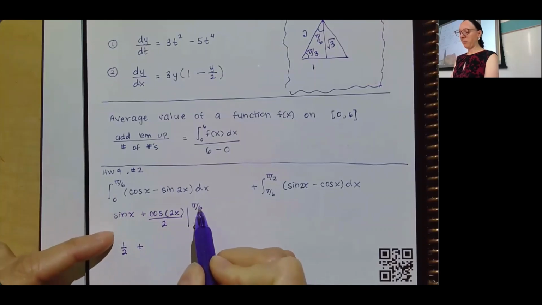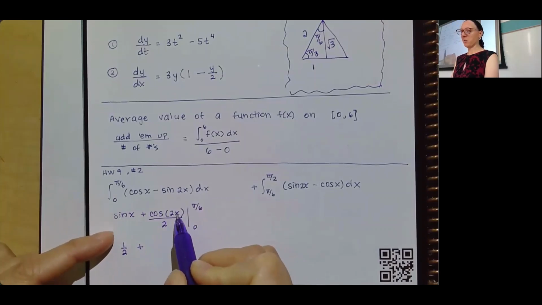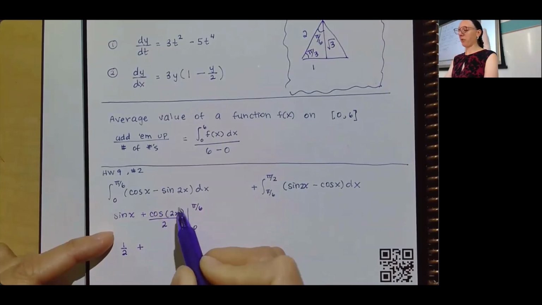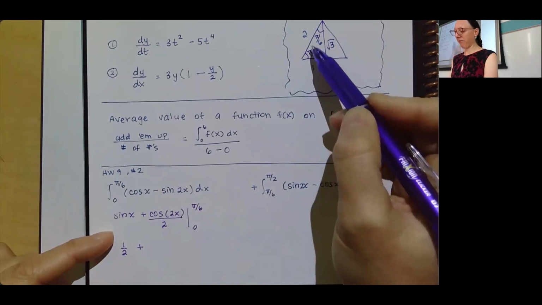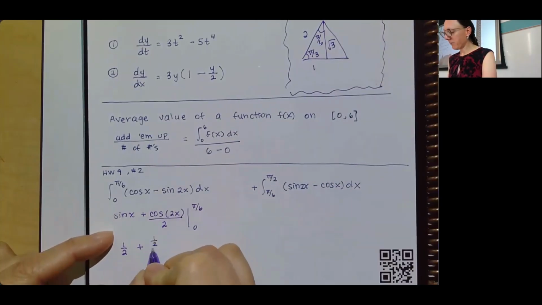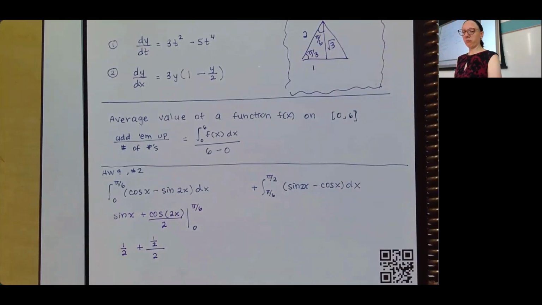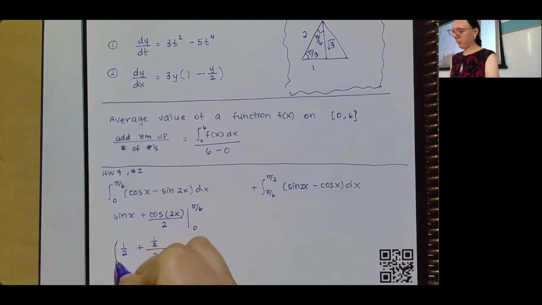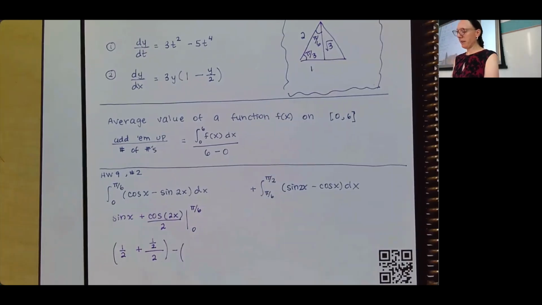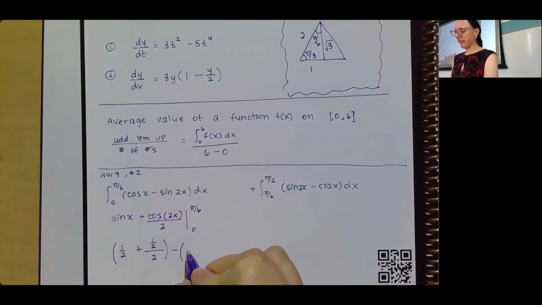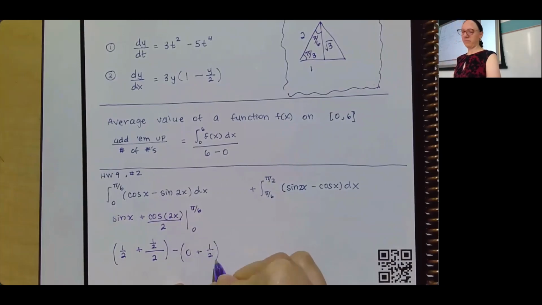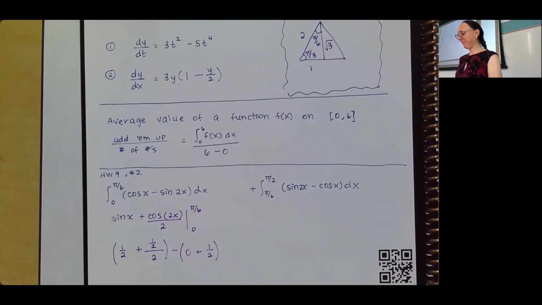Cosine, when I plug in pi over 6, 2 times pi over 6 will be pi over 3. Cosine of pi over 3 is 1/2, and that's divided by 2. And now I can plug in my zeros. Sine of 0 is 0. Cosine of 0 is 1. That's that part. Now I'll go do the other portion.